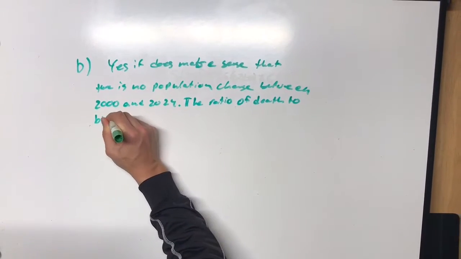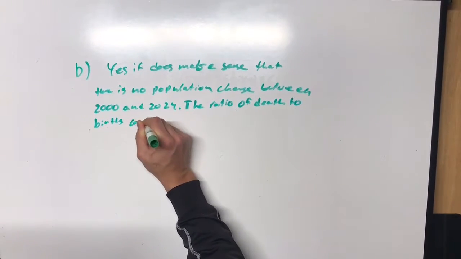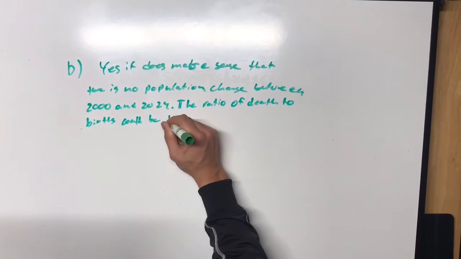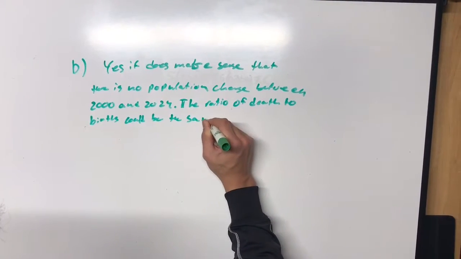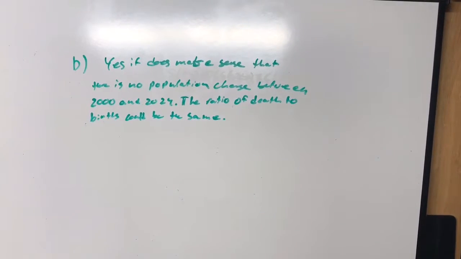Question B asked if my answer to part A makes sense. Does it mean that there was no change in the population from 2000 to 2024? It does make sense, because the ratio of deaths to births could be the same.